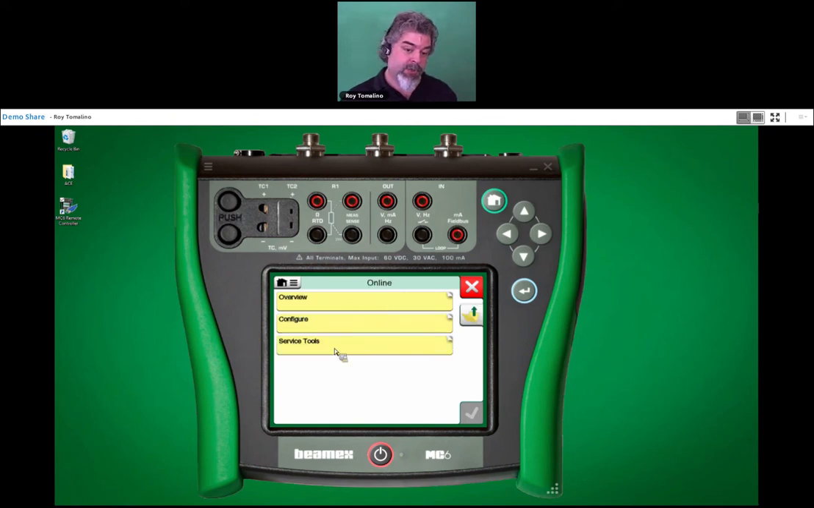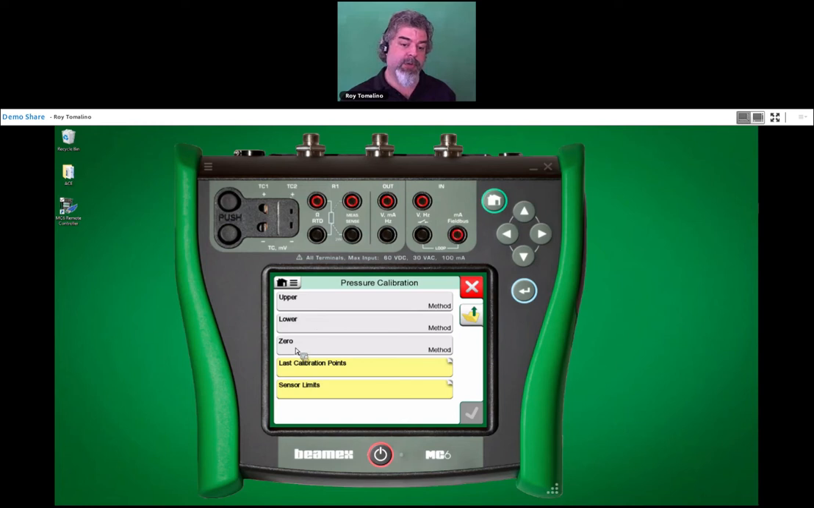Click online, service tools, routine maintenance. Okay, pressure calibration. This is the cal on the sensor, so this would be the input side of the transmitter. Analog calibration would be the D to A, the digital to analog conversion, or the back half of the transmitter. In my experience, 90% of the time the problem is on the sensor side or the input, so I'm going to go to pressure calibration.